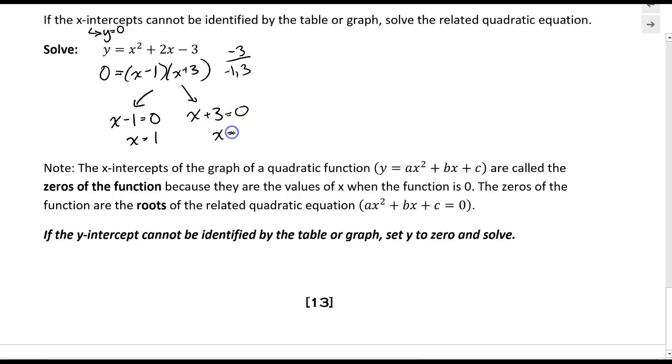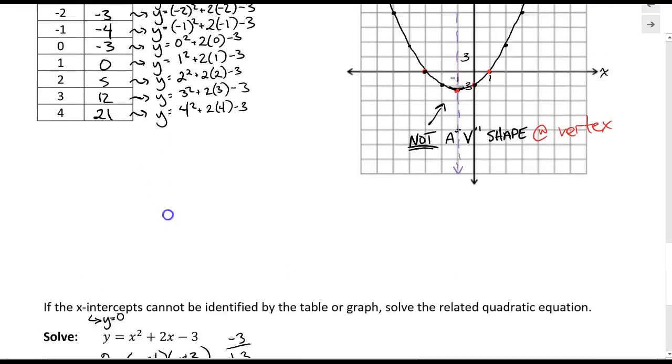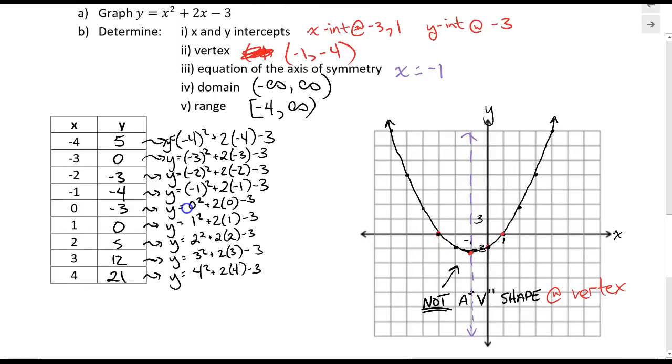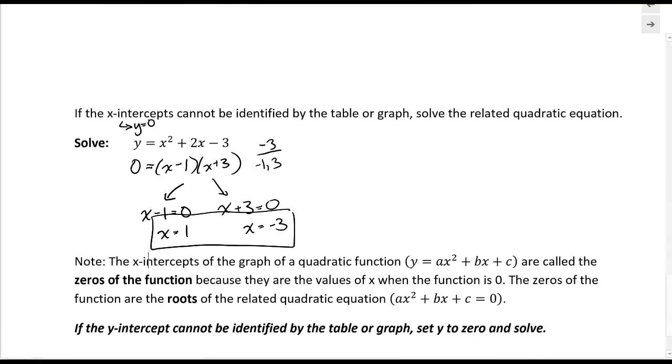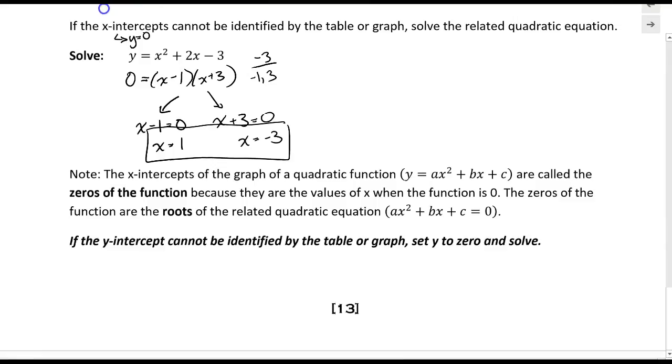And you'll notice that these values actually match the ones that I came up with by looking at my graph. So it's great news. You can always check your answers. Make sure you drew your graph properly by solving your quadratic equation for the x-intercept.